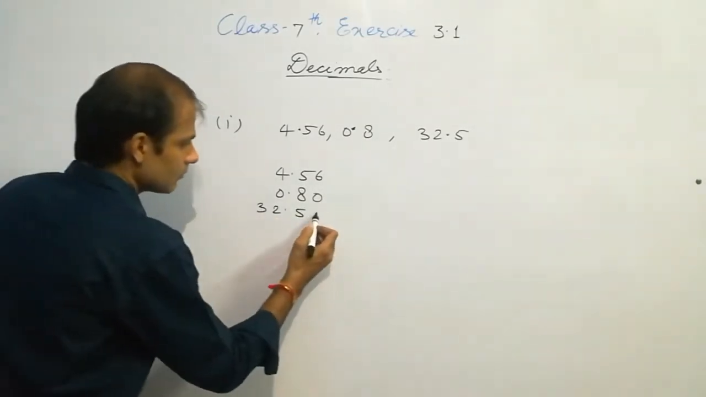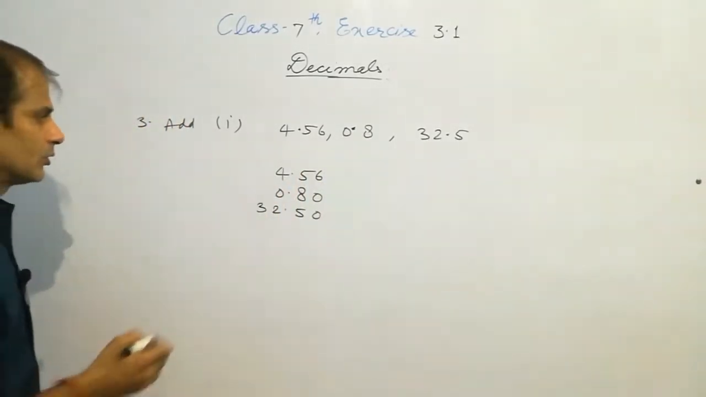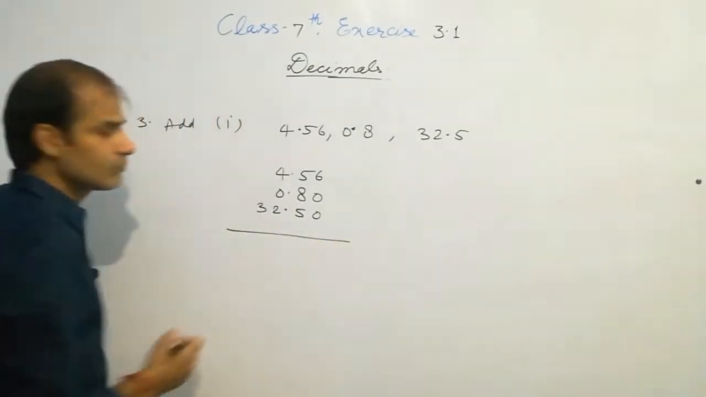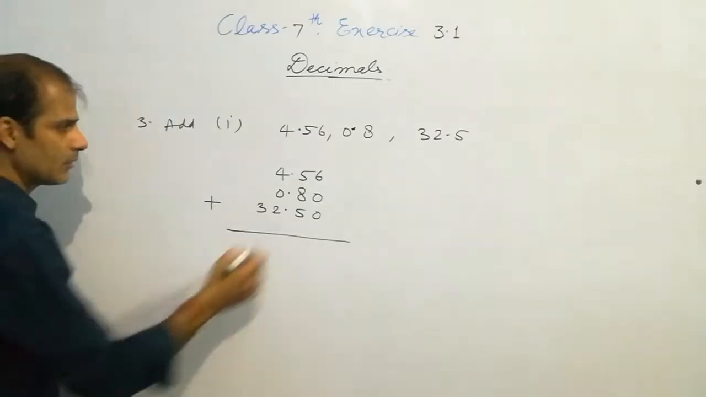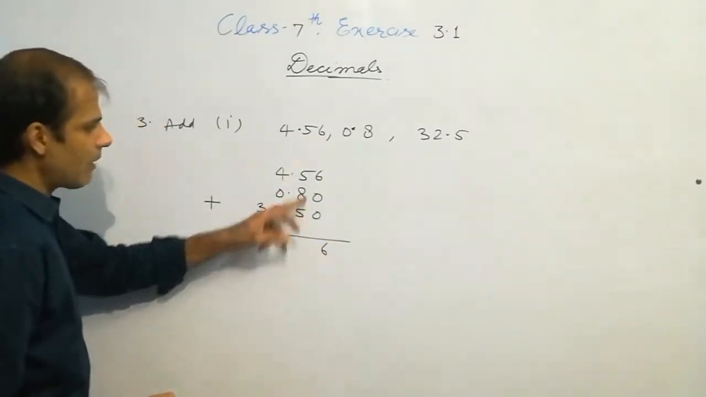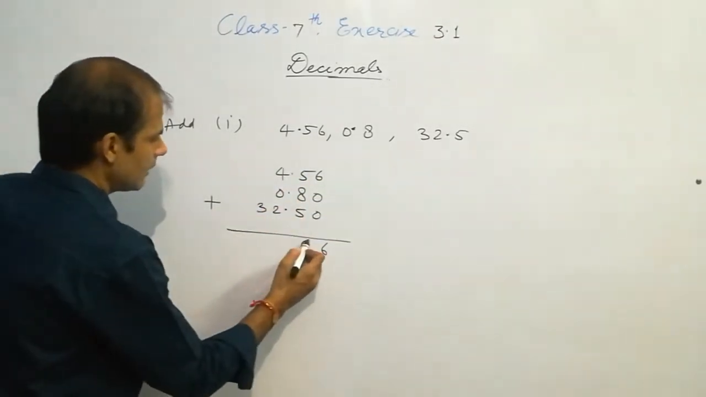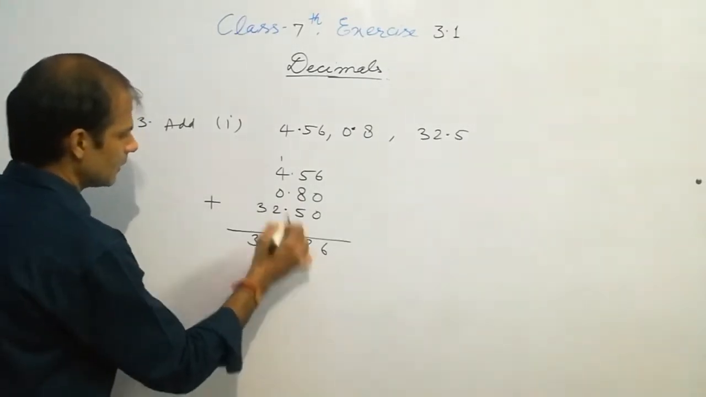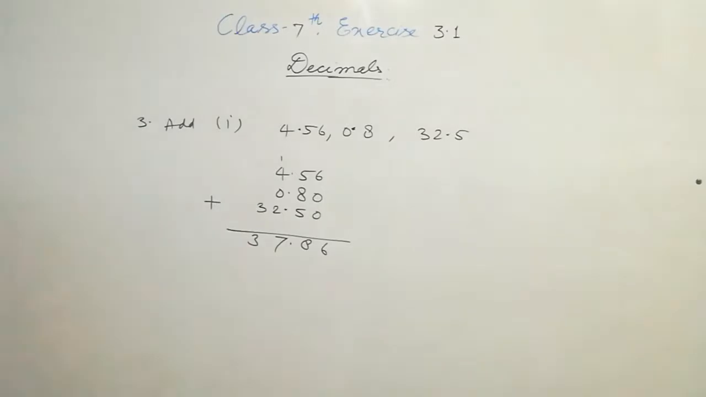Again we convert into like decimals. Now you can easily add it. Okay, put a plus sign. It is 6, 5 plus 5 is 10 and plus 8 is 18, 1 carry, 5 plus 2 is 7 and this is 3. So the answer is 37.5.